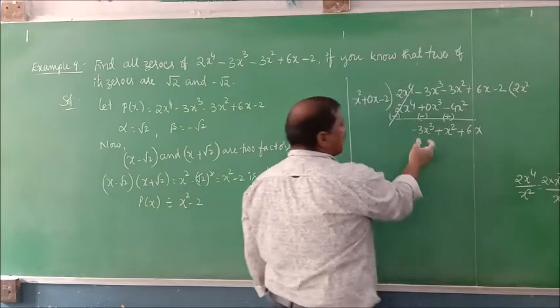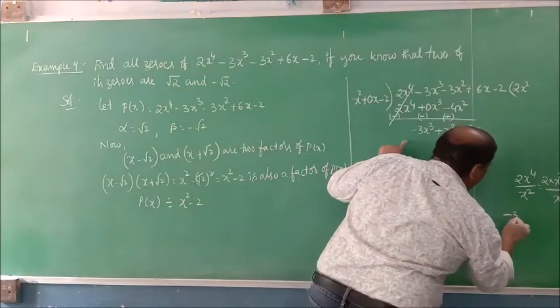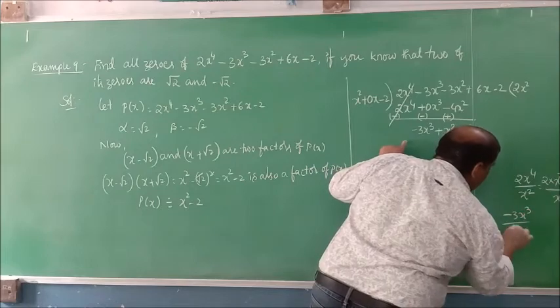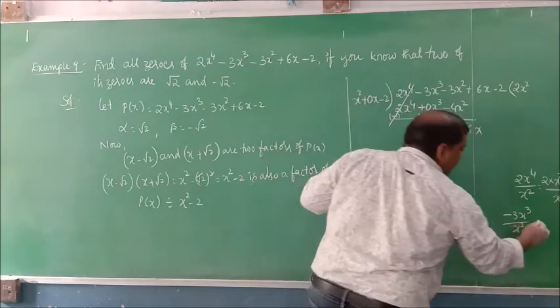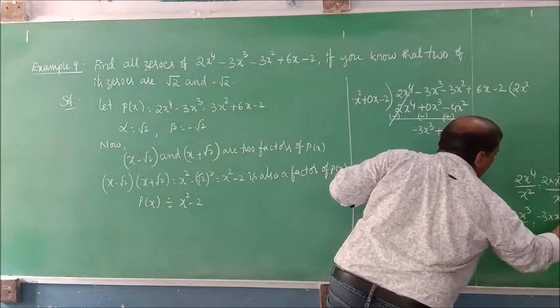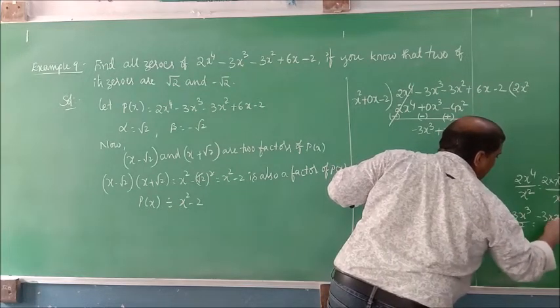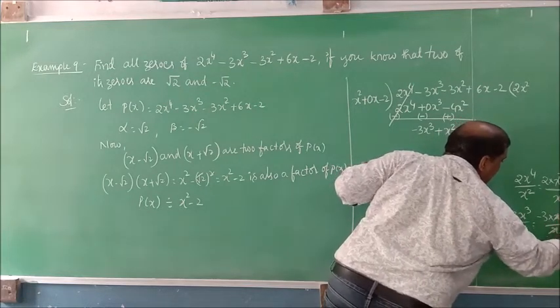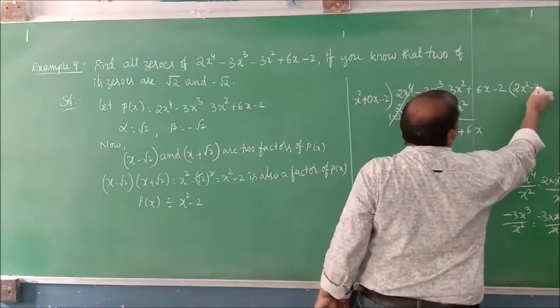So now what is the first term in the dividend? It is minus 3x cube. So divide minus 3x cube by the first term of the divisor, that is x square. So what we get is minus 3 into x divided by x into x. This x and this x are cancelled. Therefore we get minus 3x. So right here, minus 3x.